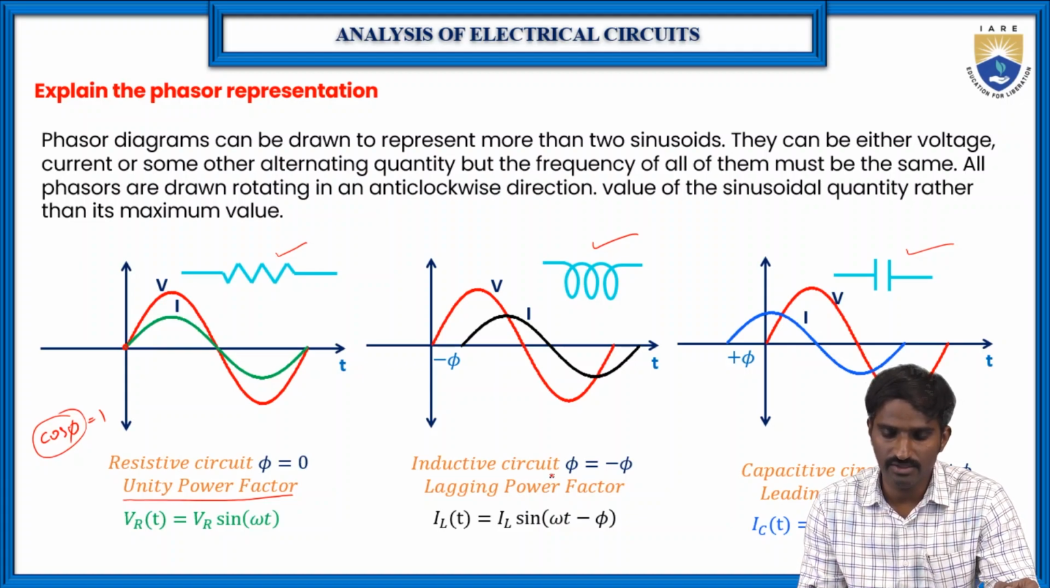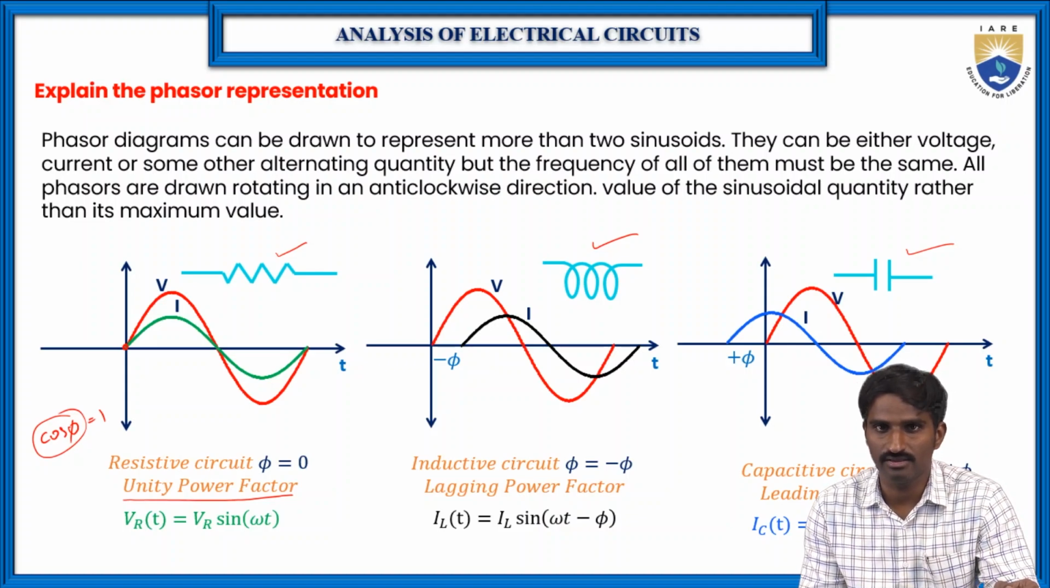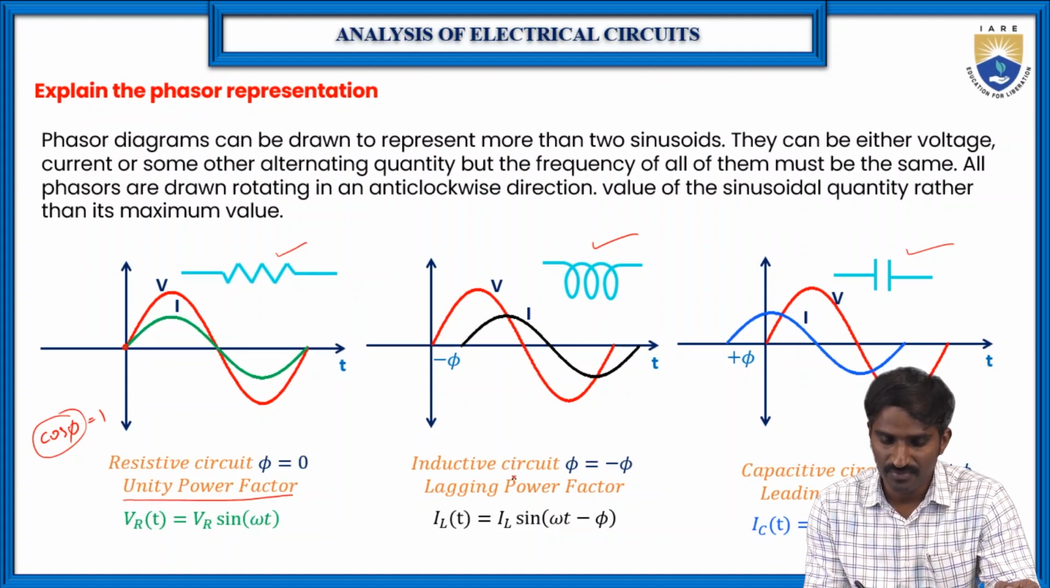Then if you go for the inductive circuit, where the load is pure inductance, the phase difference between the voltage and current is 90 degrees, because the current is lagging the voltage by 90 degrees. Here comes the concept of lagging and leading. If you observe clearly, the voltage is starting at this point. After 90 degrees the current is starting, which means it is lagging behind the voltage. Then how much is it lagging? It is the difference between these 2 points.